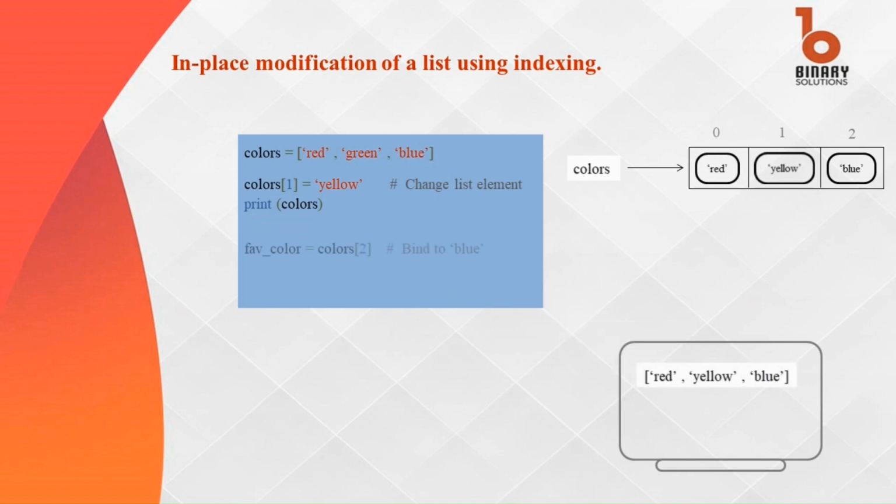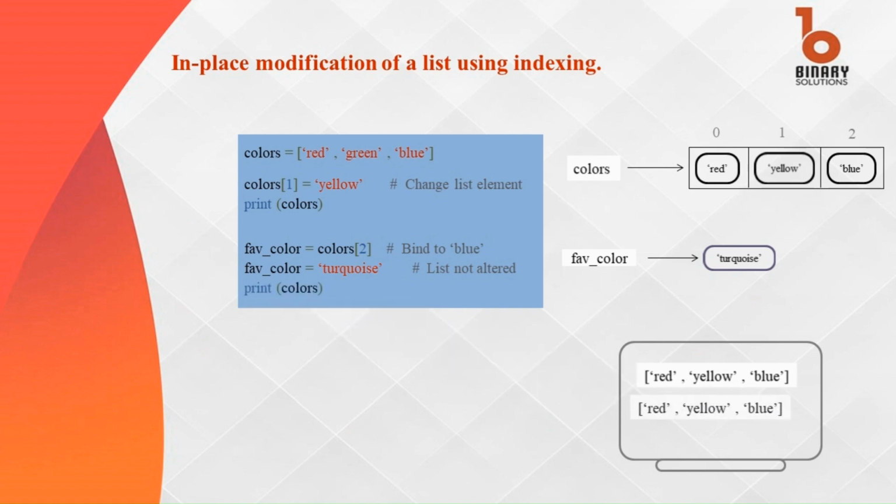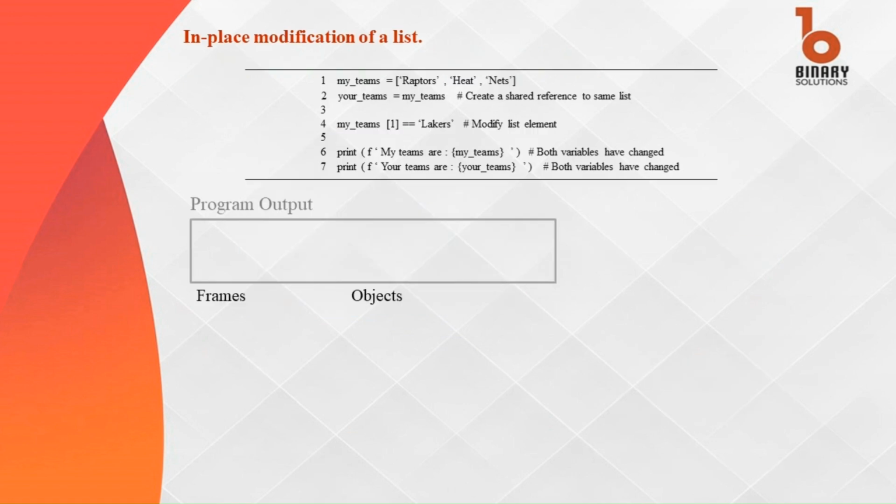In the second step, the example shows that simply assigning a variable to an element of an existing list does not change the list. Instead, it only changes the value stored in the variable fav_color. This distinction highlights that in place modifications directly alter the contents of the list, while reassigning a variable doesn't affect the list itself, preserving the immutability of the list's elements in memory.